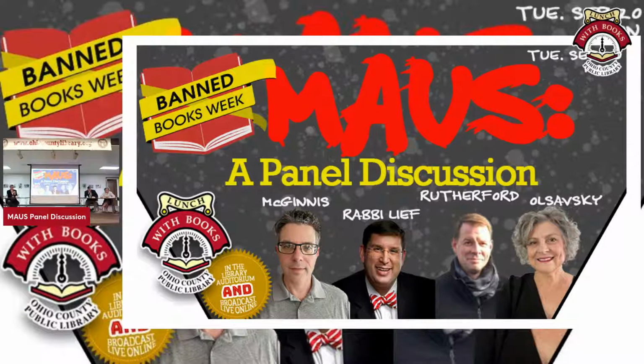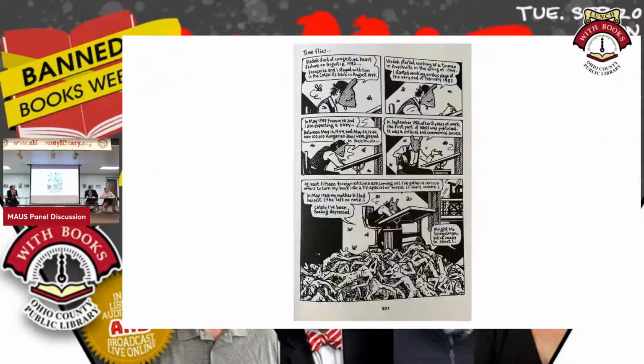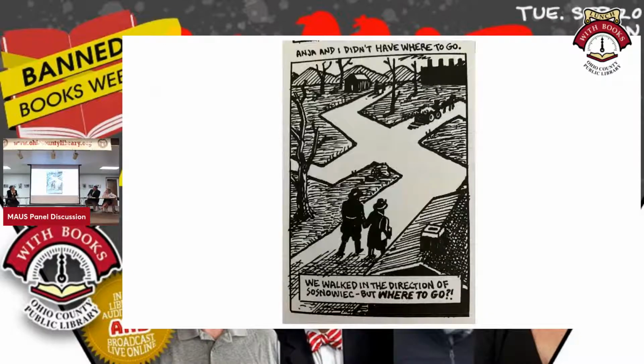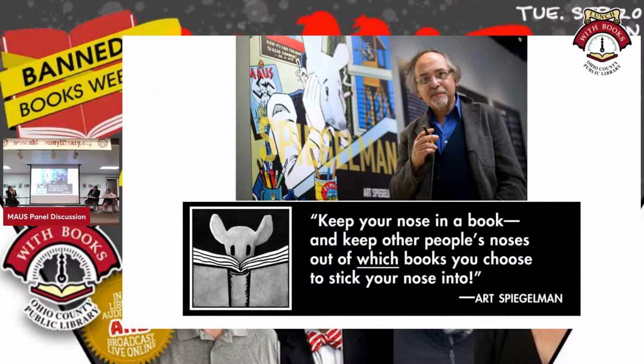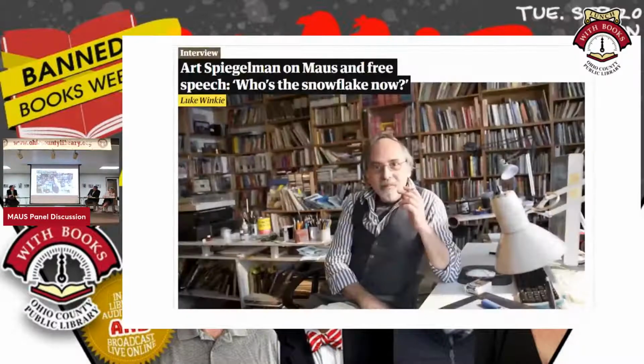What was Spiegelman's reaction to the banning? Can we put that slide up? He was asked by the Guardian, I think it was. Keep going. There. And he sent them this bookmark that he had made. And if you go to the next slide, this is a comment he made to the Guardian in the interview. Who's the snowflake now? So he's quite a character.